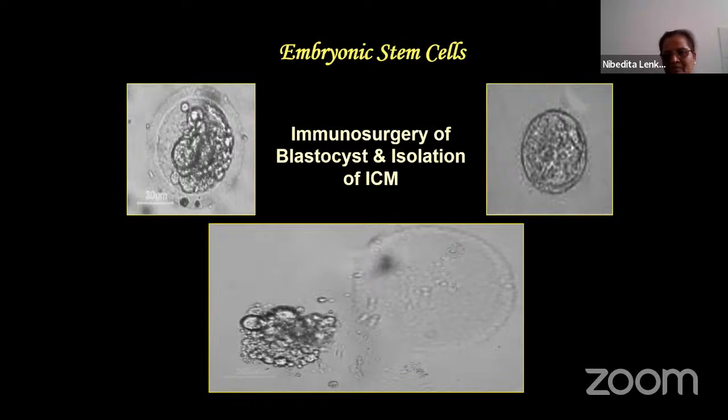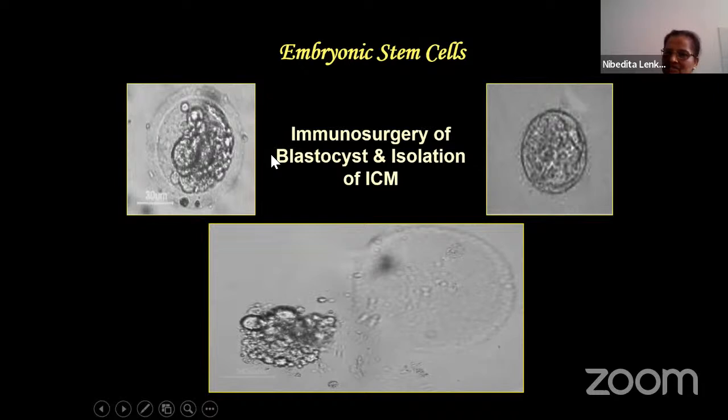The other thing that I talked about is immunosurgery or laser-mediated microdissection. If you see the blastula stage of the blastocyst, this is the inner cell mass and the outermost is the trophoblast, which gives rise to the placenta or the extraembryonic part. There is one mucilaginous covering, the zona pellucida. Laser microdissection forms a nick here with a low power laser. Then through a micropipette, you take out this ICM and culture it. That is laser microdissection.